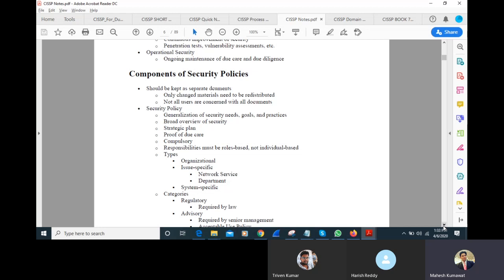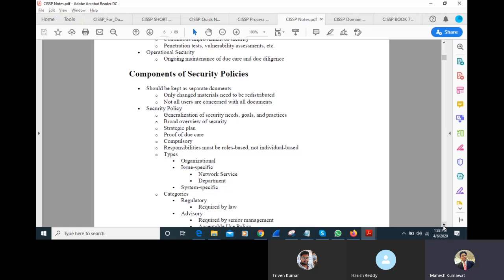Okay, so once you're going to write down some security policies, you know what? It is basically rule based, not individual based. Okay, because you are working as an IT manager in the company, so this is your role, and what type of IT policy implications apply to you sometimes. Okay, so the types are organization, issue specific, network service, and department sort of things, or system specific.